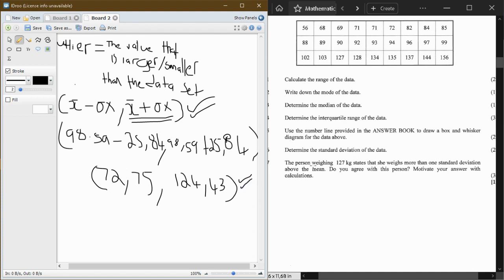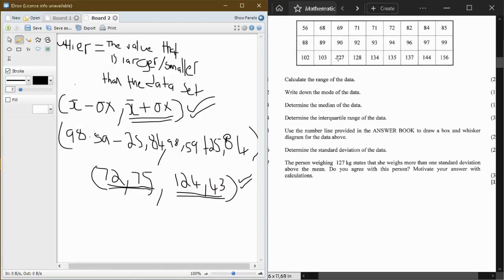Usually, if let's say the question says below the mean, we were going to look at the numbers that were below 72,75. I'm going to try to be slow to understand. But now, since they say above the mean, we're going to focus on the numbers that are above 124,43. So now let us look at the numbers in that data set that are above 124,43.